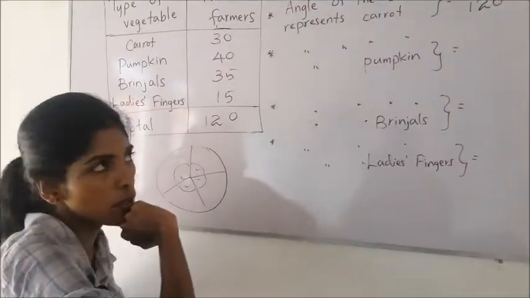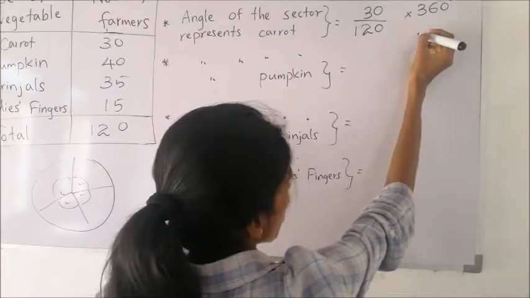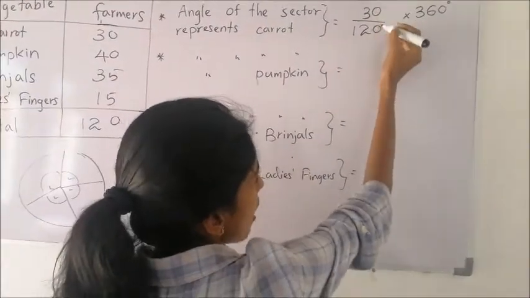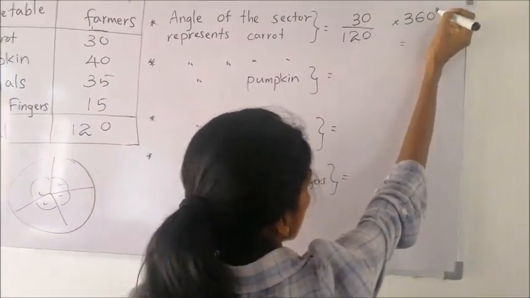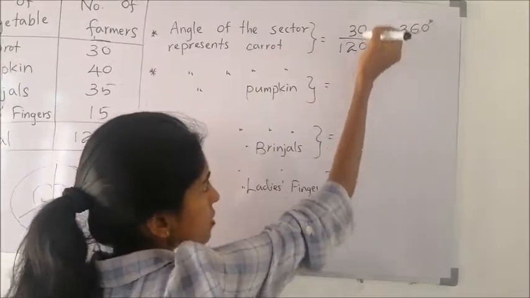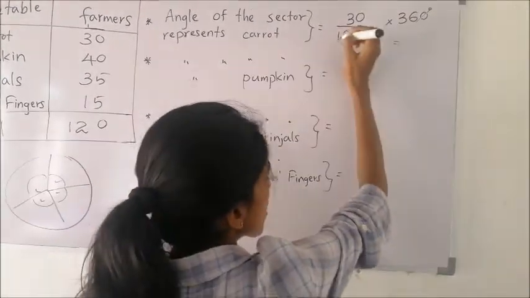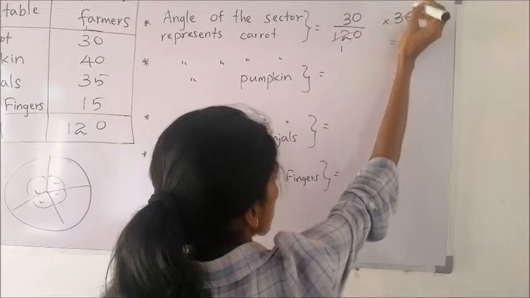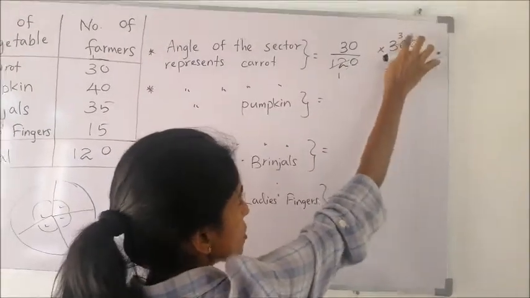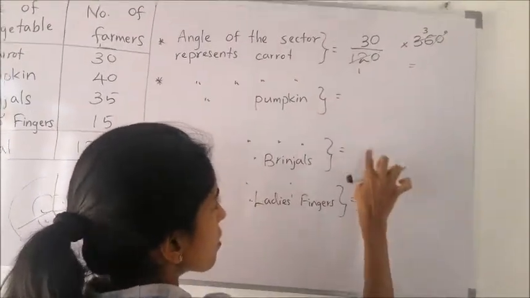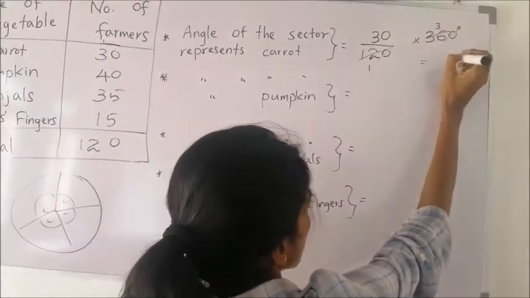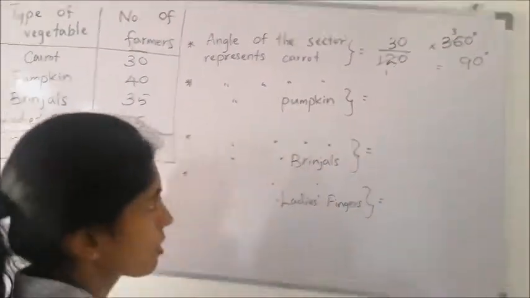amount. So when we simplify this, what will come? Usually I simplify with the angle, but you can cut these two zeros even. Zero to zero cut. Here 12 times 1, 12 times 3. So we can use this 3 for each and every vegetable here. So here 90 degrees is coming.